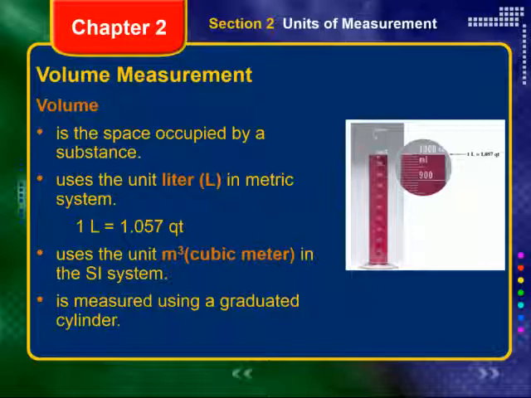Moving on to volume. Volume is the space occupied by a substance. Volume uses the unit liter in the metric system or cubic meters in the SI system. As a statement of equality that may be useful coming up, 1 liter is equal to 1.057 quarts. Volume is also measured using a graduated cylinder, and some volume calculations that we'll be carrying out later will use graduated cylinders.